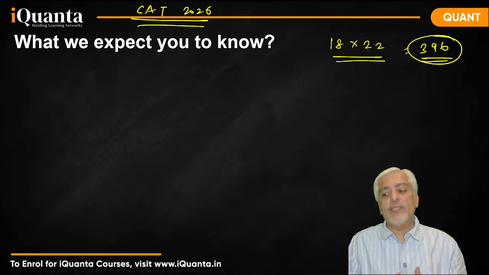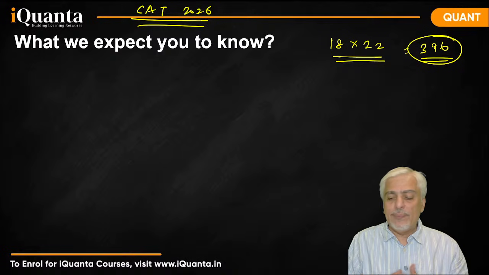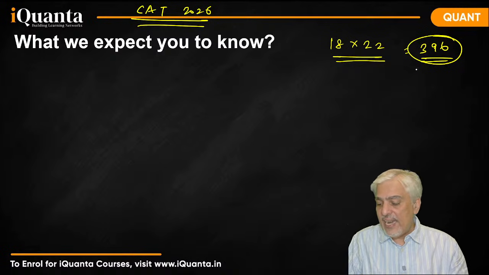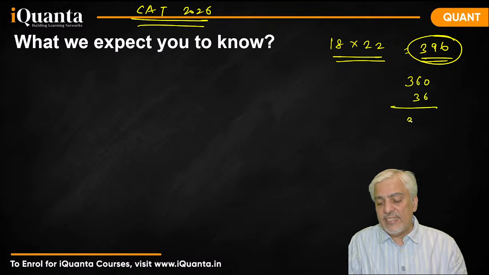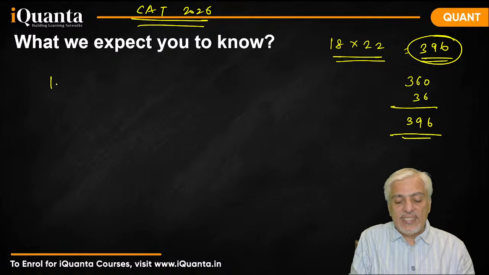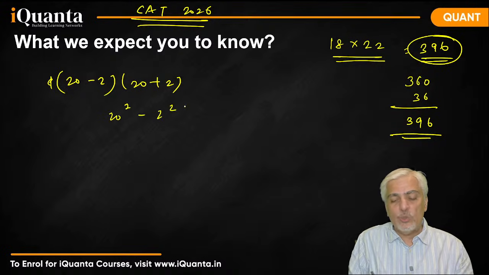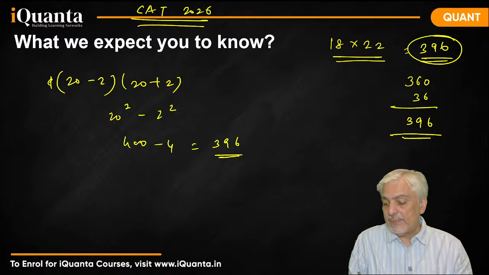Obviously, we can't expect you to know all multiplications. Otherwise, it is 18 into 20 and 18 into 2, and add them up: 18 twenties is 360, plus 18 twos is 36, so 396. Somebody can use one more approach. 18 is 20 minus 2 and 22 is 20 plus 2, which is (a minus b) into (a plus b), which becomes 20 square minus 2 square, 400 minus 4, 396.